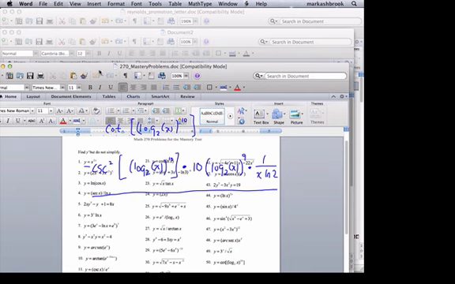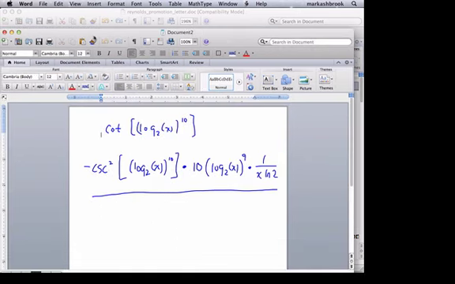Ln of cosine. Beautiful. Ln of cosine. What is the overall structure? Chain rule. Danny, what's the exterior function? Ln of x. What will we do then? It becomes 1 over x. 1 over whatever we're taking the ln of, right? So 1 over? Ln cosine of x.